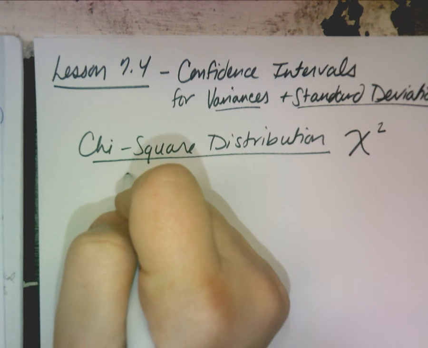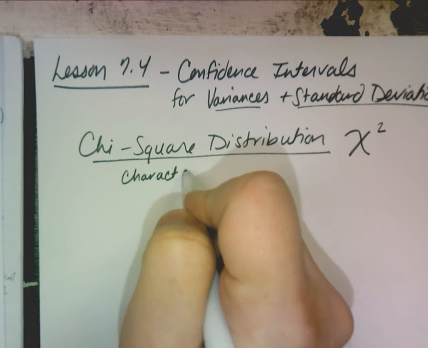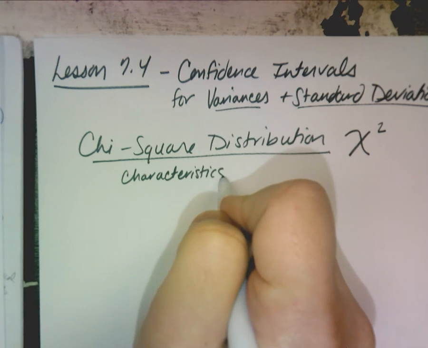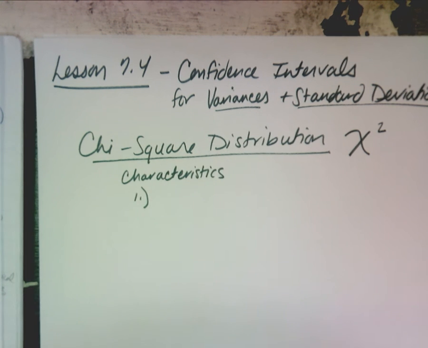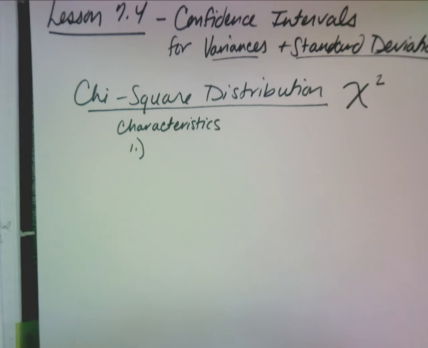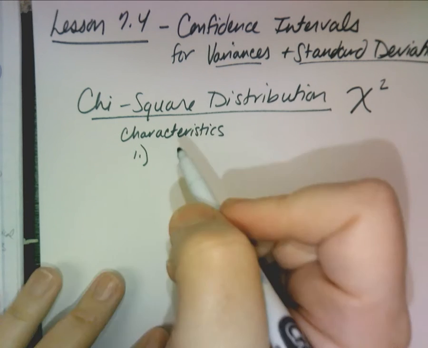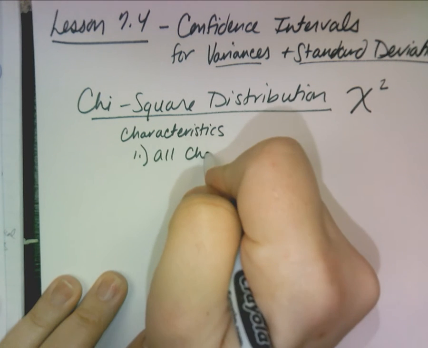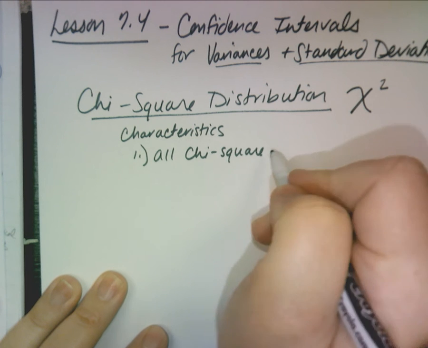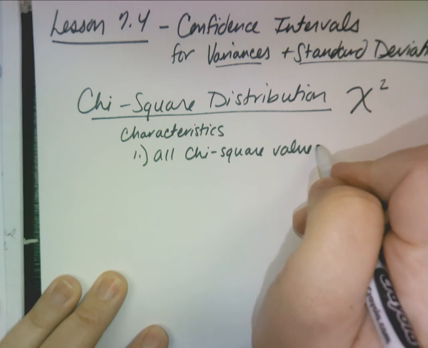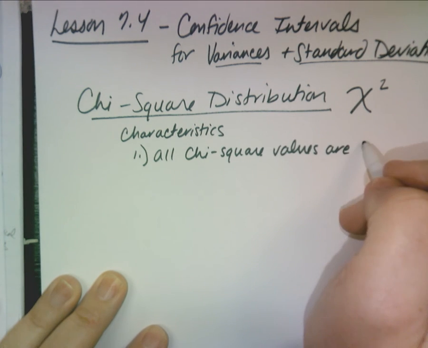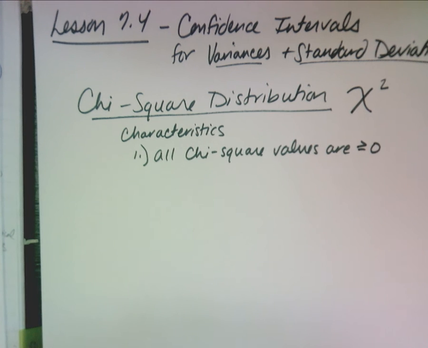I do want you to write down the characteristics of the chi-square distribution, because these are a little bit different than what we've been dealing with in our normal curve. So all chi-square values are greater than or equal to 0. All of the chi-square values are greater than or equal to 0. Sounds good. No negatives.